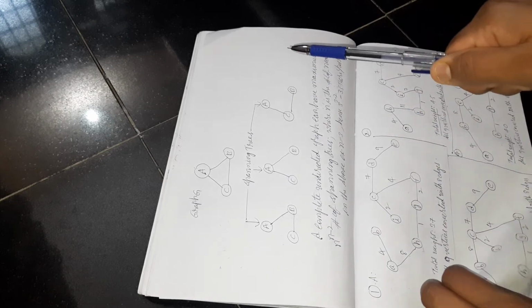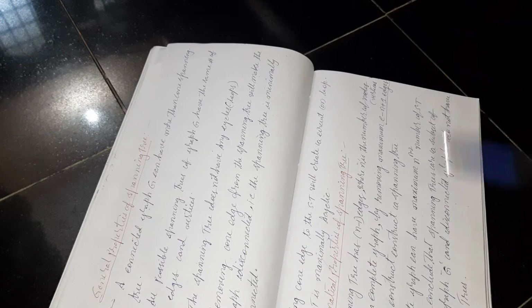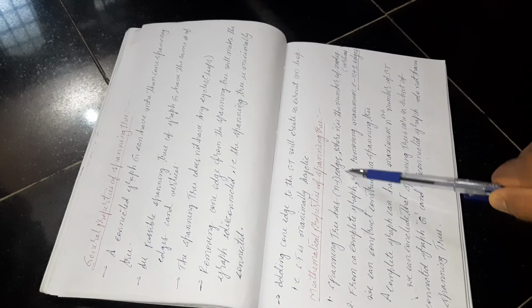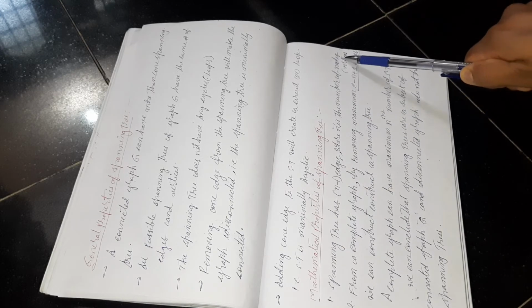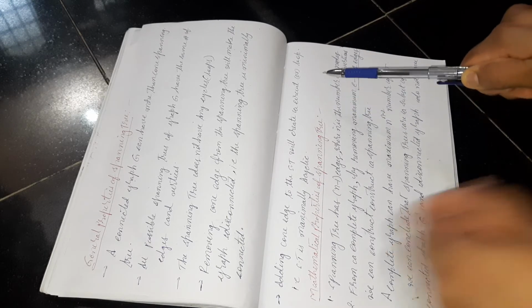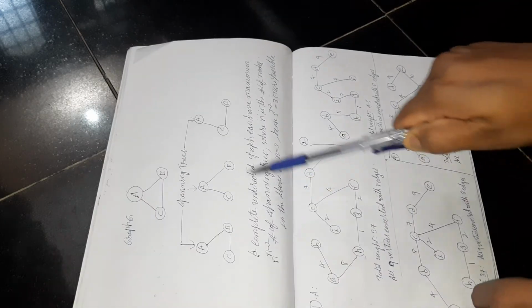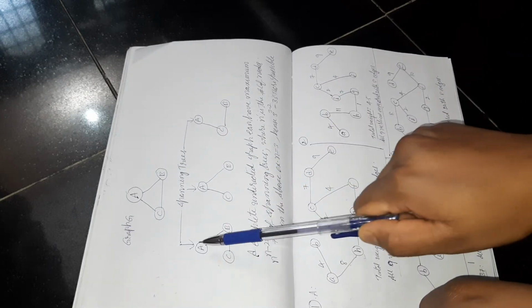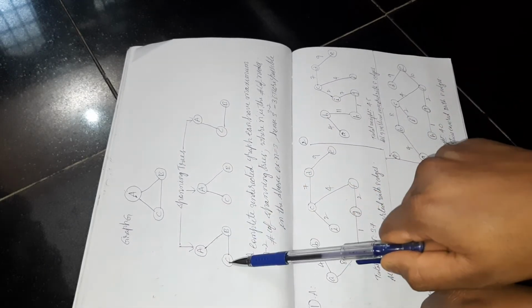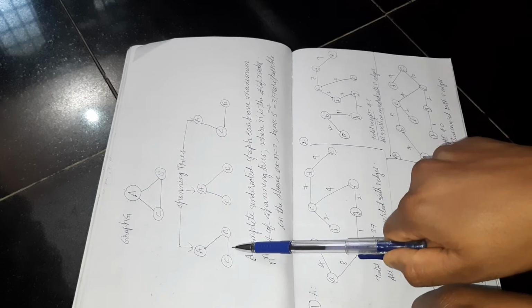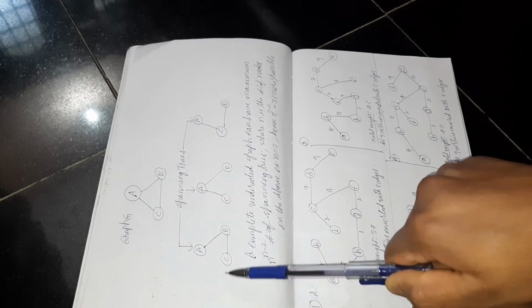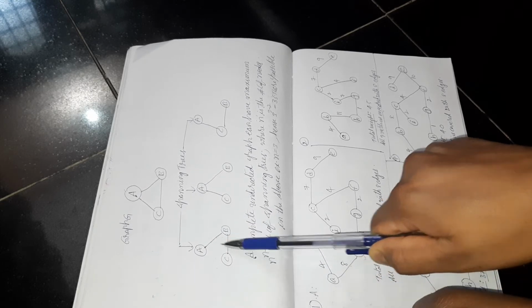Okay, that is what this point is saying. Next, what are the mathematical properties of a spanning tree? A spanning tree has n-1 edges, where n is the number of nodes. The best example is this graph, which has three vertices. This spanning tree has three vertices and two edges. That means n vertices, n-1 edges: 3 vertices, 3 minus 1 edges.